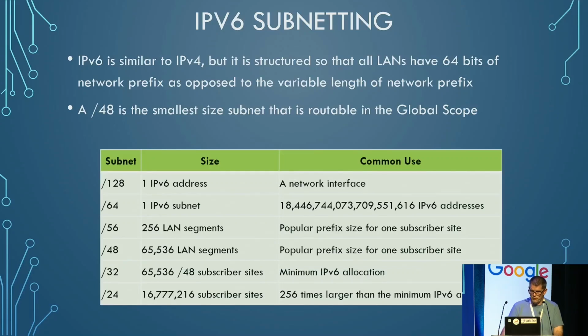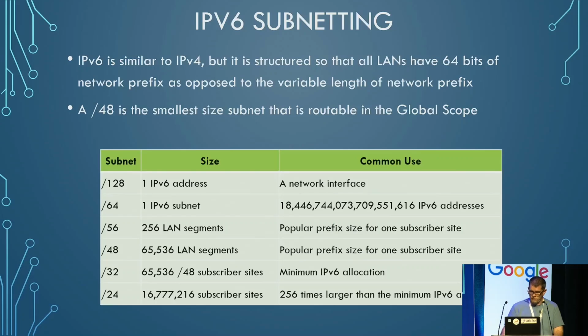Subnetting in IPv6 is similar to IPv4, but it's structured so that LANs have 64 bits of network prefix, as opposed to the variable length of network prefix in IPv4. In IPv6, a /48 is the smallest size subnet that can be routable in the global scope, and I'll go into that in a little bit.